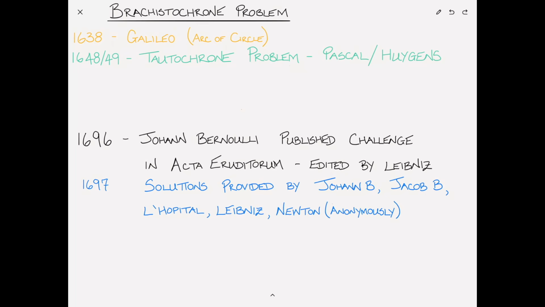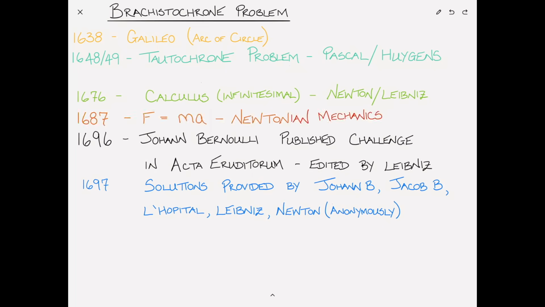So just to give a little bit of background in terms of the science and theory that was available at the time, Newton in 1676 had published calculus, he and Leibniz, independently. And about 11 years later, in 1687, Newton published his Principia Mathematica, which included his laws of motion and universal gravitation. But the Bernoullis' solution actually relied on Fermat's principle, which was published back in 1662. It's also known as the principle of least time.